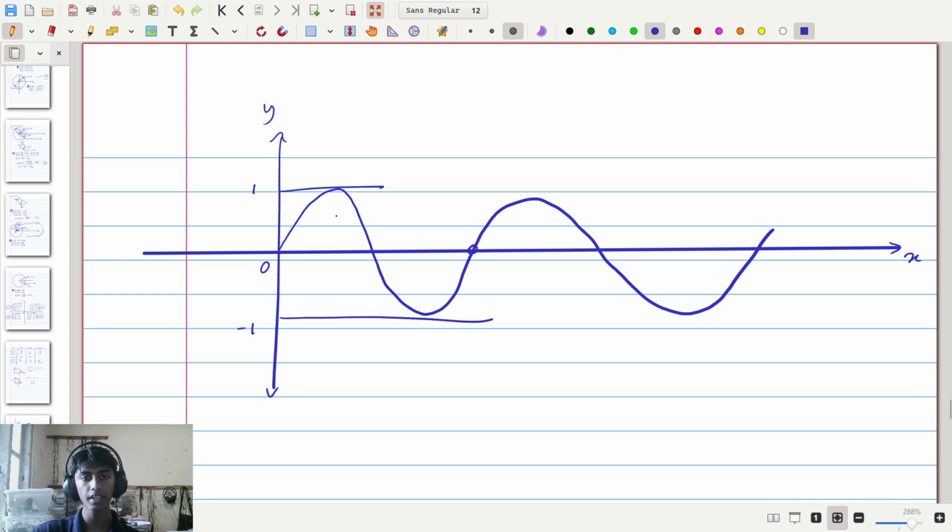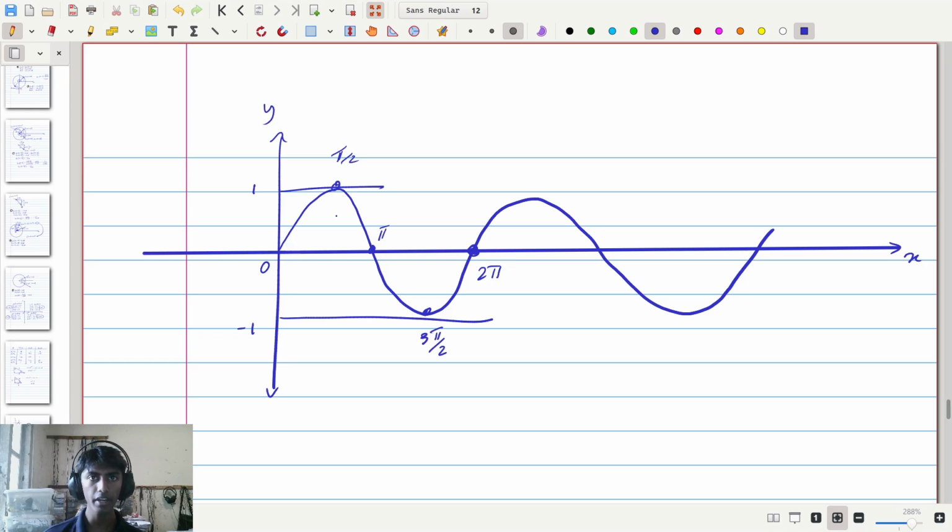It repeats every 360 degrees, so this is 2 pi radians here. This value here is pi radians. This value here is pi by 2 radians. This value here is 3 pi by 2 radians.